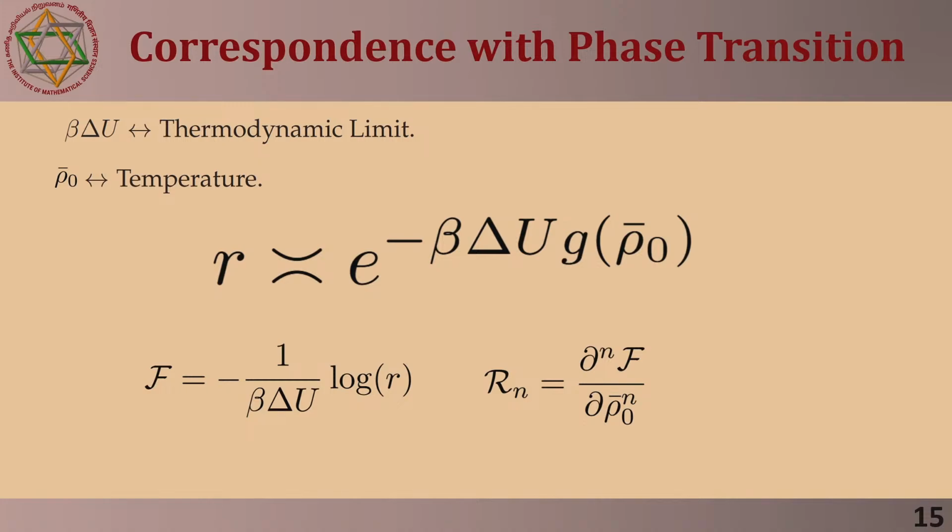A thermodynamic phase transition point usually corresponds to a non-analytic point in the thermodynamic potential. However, the non-analyticity is not apparent in finite size limit, it is only apparent in thermodynamic limit. Let us come back to our problem. The non-analyticity in g, which is the kinks, is apparent only in the beta delta u tends to infinity limit. Hence, we say that the beta delta u tends to infinity limit in our system is nothing but the thermodynamic limit of the phase transition, and similarly the density here corresponds to the temperature of the thermodynamic phase transition.